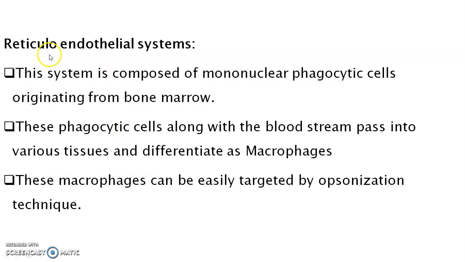The fifth biological process is the reticuloendothelial system. This is basically composed of mononuclear phagocytic cells which originate from the bone marrow. These phagocytic cells along with the bloodstream pass into various tissues and differentiate as macrophages. These macrophages can easily be targeted by opsonization technique.